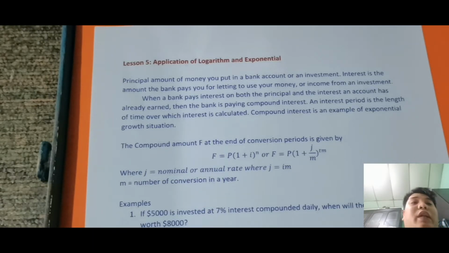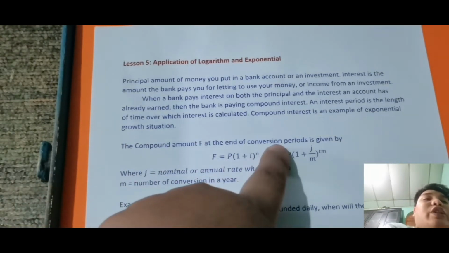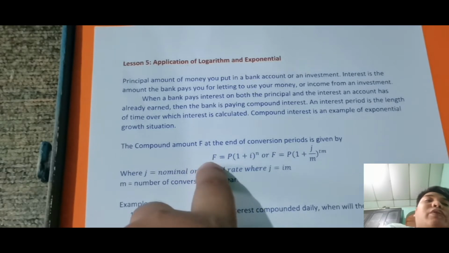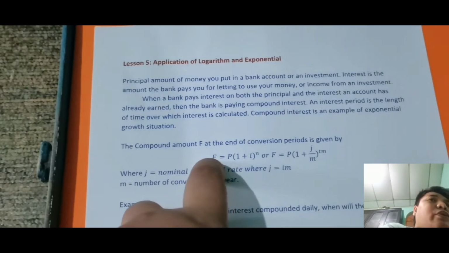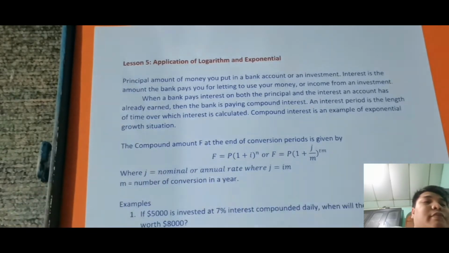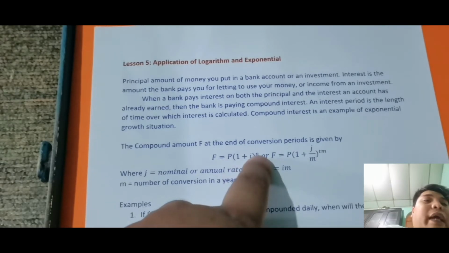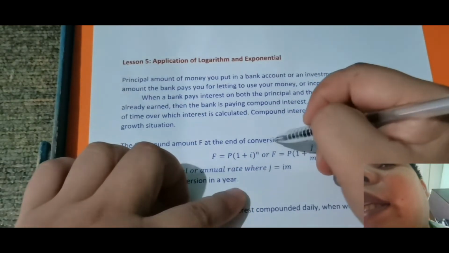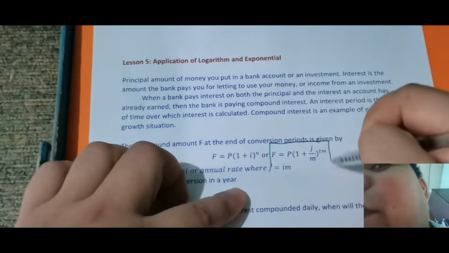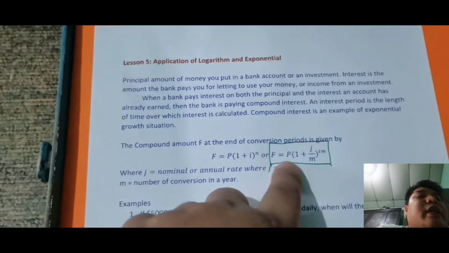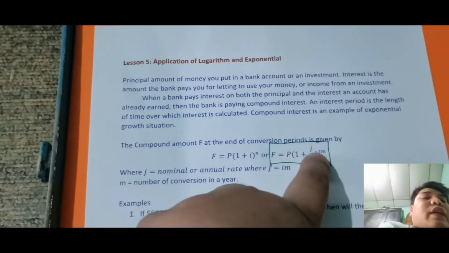Okay, so now compound interest is an example of exponential growth situation. Again, siya ay example exponential growth situation. So from the word exponential, ibig sabihin exponential function siya. So now the compound amount F at the end of conversion period is given by, meaning ito na yung pera mo plus yung tinubo mo. Okay, is just equal to P times (1 plus i) raised to n. Or, more specifically, ito yung gagamitin natin talaga. We have P times (1 plus j over m) raised to tm.